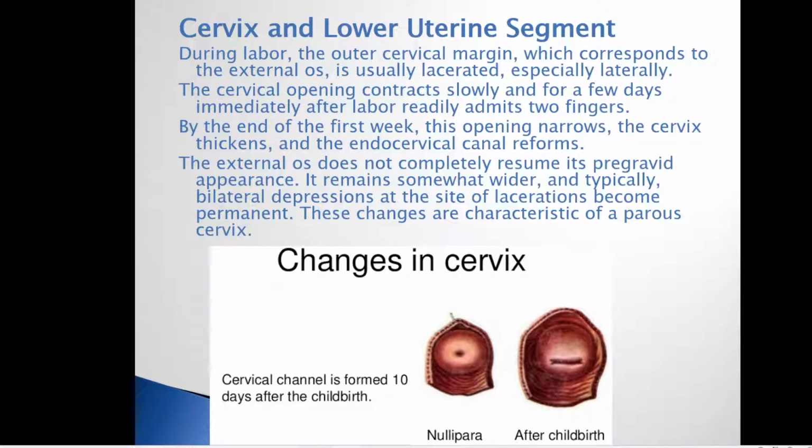The external os doesn't completely resume its pre-gravid appearance. It remains somewhat wider, and typically bilateral depressions at the site of lacerations become permanent. These changes are characteristic of a parous cervix. If in a nullipara it is such a point, after childbirth it's such as a line.